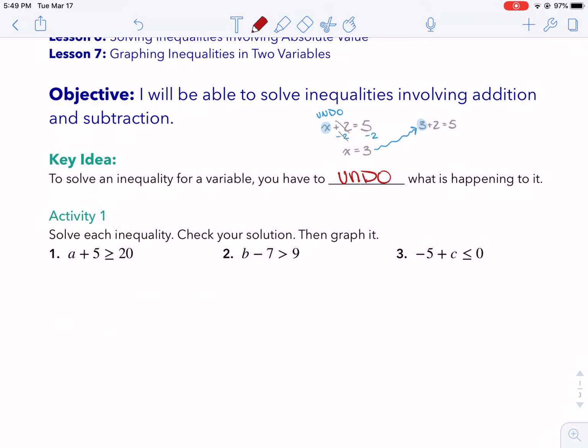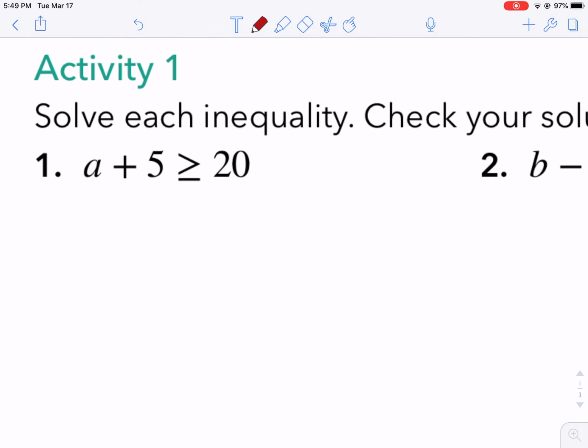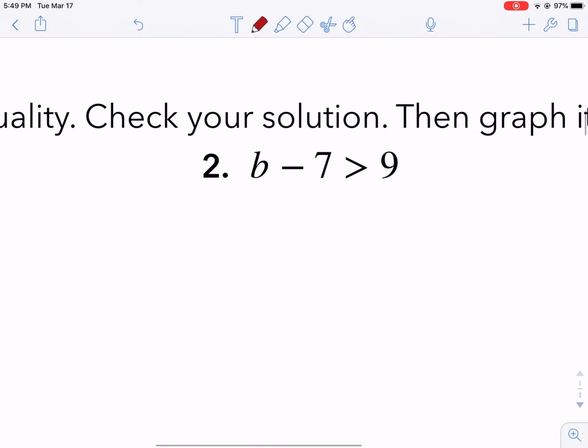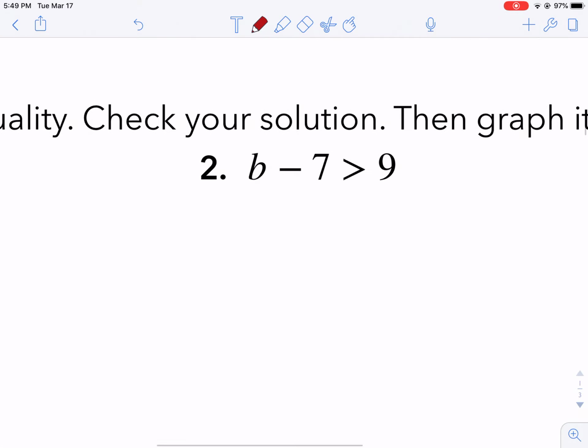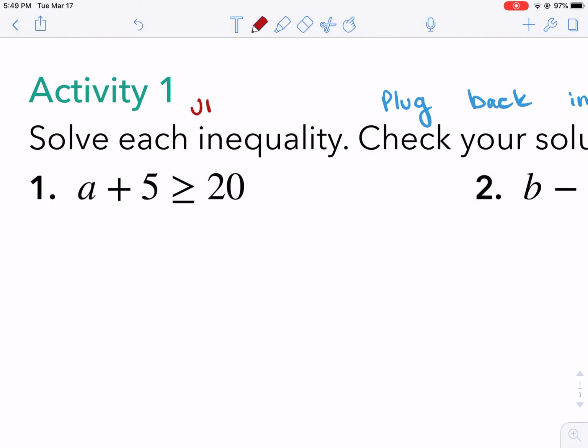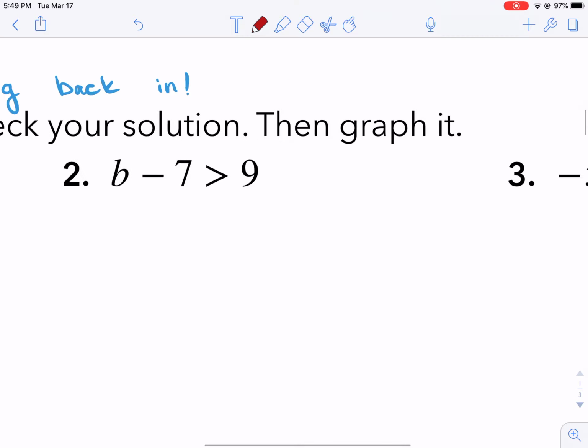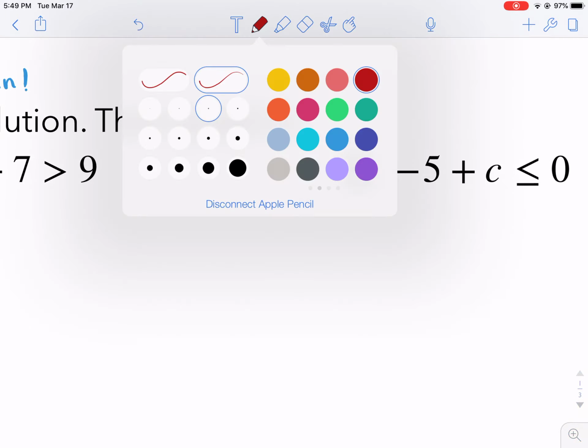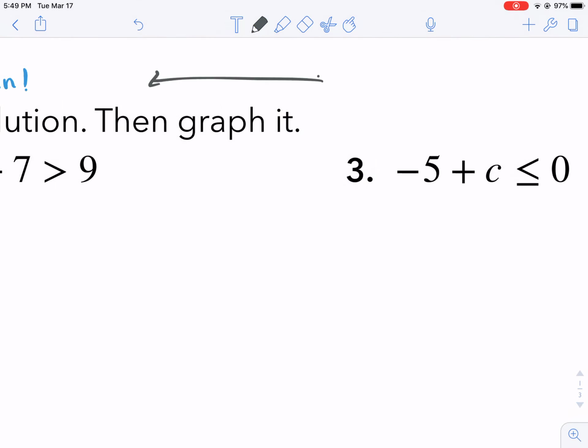So let's look at activity 1. We are going to solve the inequality, and then we're going to check our solution by plugging it back in. Let's write that: plug back in. To solve each inequality, we are going to undo. To check our solution, we're going to plug back in, and then to graph it, that's when we have our number line, and we put it on this guy right here.